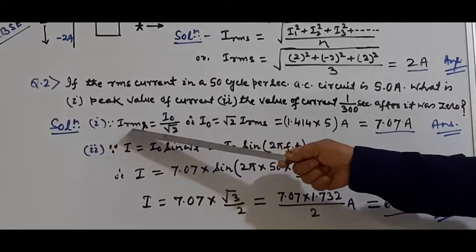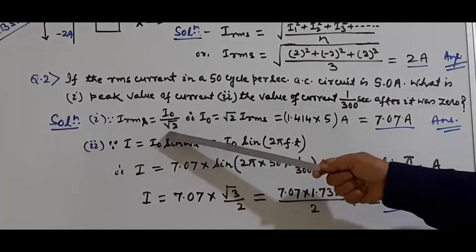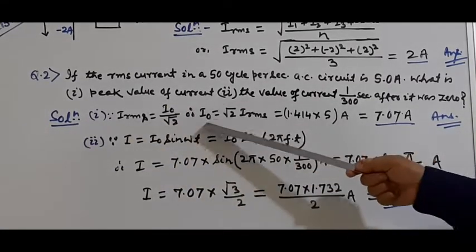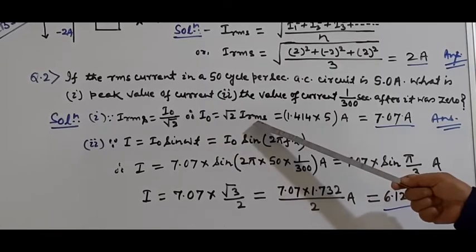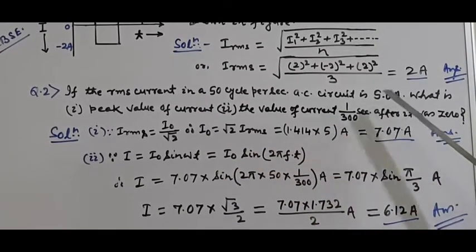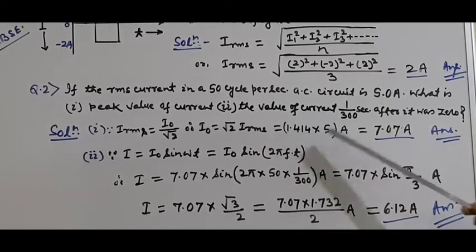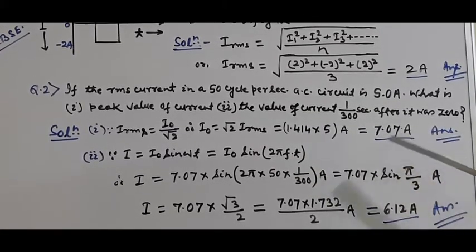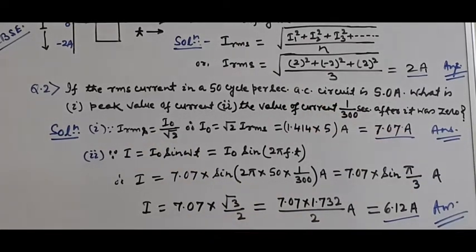We know that I_RMS is equal to I naught by root 2. In this formula, I naught is the peak value and this is the RMS value. Therefore I naught is equal to root 2 into I_RMS. So root 2 is 1.414 and the RMS value is already given here, 5 ampere. When we solve it, we will get the value 7.07 ampere. This is the answer for the peak value of current.